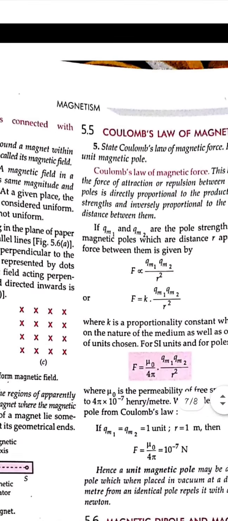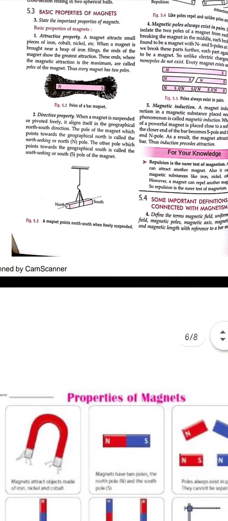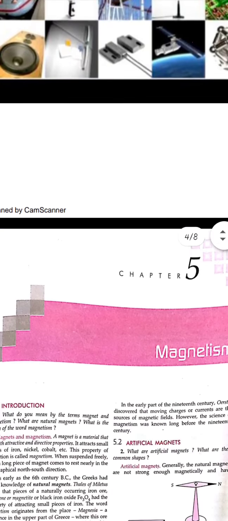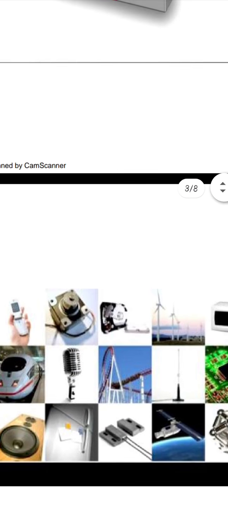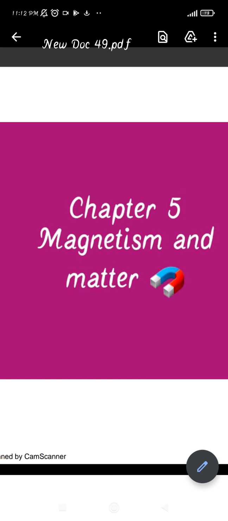So from here you have seen what the magnetic dipole moment is, what the poles of the magnets are, and what the properties of the magnet are. And we have seen its applications, where it has a wide range of applications. So in the next class we will be seeing a few more topics about this magnet and magnetic materials. Thank you, class.